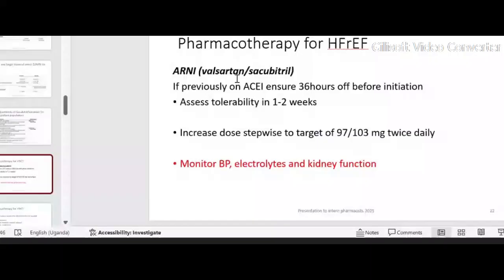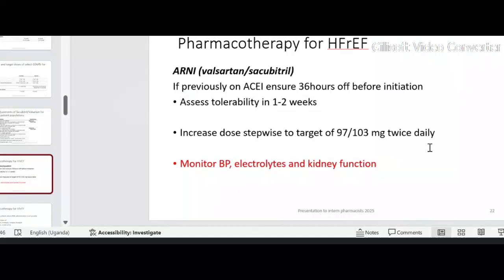Blood pressure, electrolytes: valsartan can increase potassium. You have to check electrolytes. And we have said that we have to take caution in eGFR less than 30. So kidney function is very important. BP is very important. The target dose must be what? If you do the math, it is 200 milligrams BD.